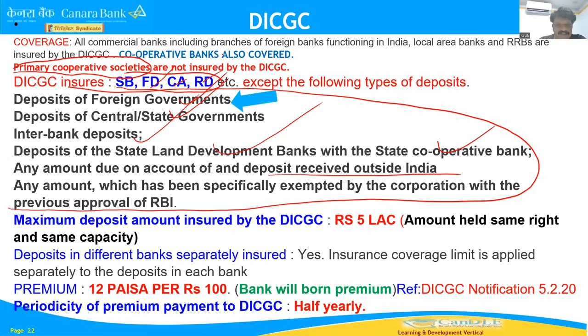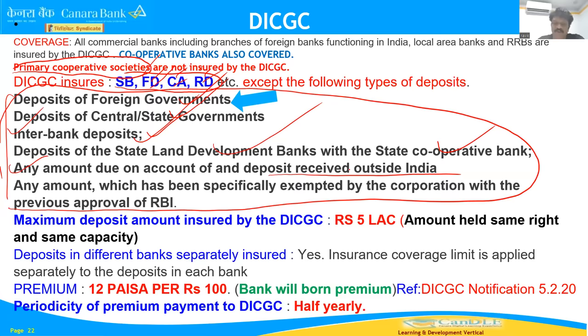Out of the following, DICGC will not cover which deposit? They will give one among these. Mostly they will give you the interbank deposit. An interbank deposit is not covered because you are not dealing with it. Remember for DICGC, whatever you are dealing with is covered, and the remaining are not covered. This is correlated to banking. Also, any amount due on account of deposits received from outside India. They will keep these in the choices, with a fifth choice to remove the odd man out. You should remove it. Then, the maximum is 5 lakhs.